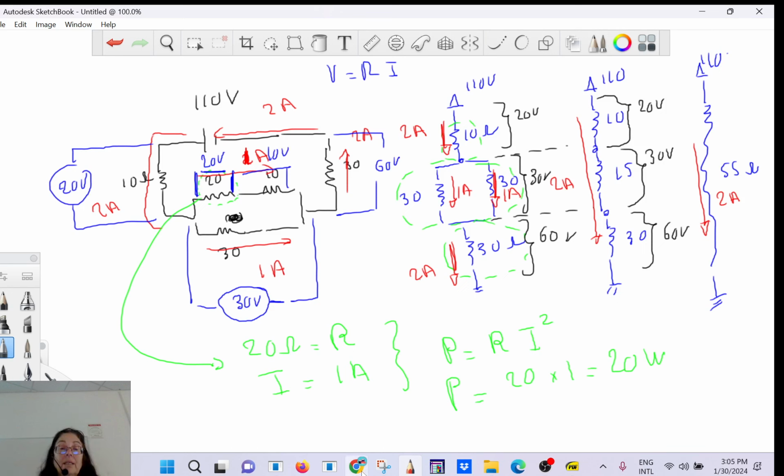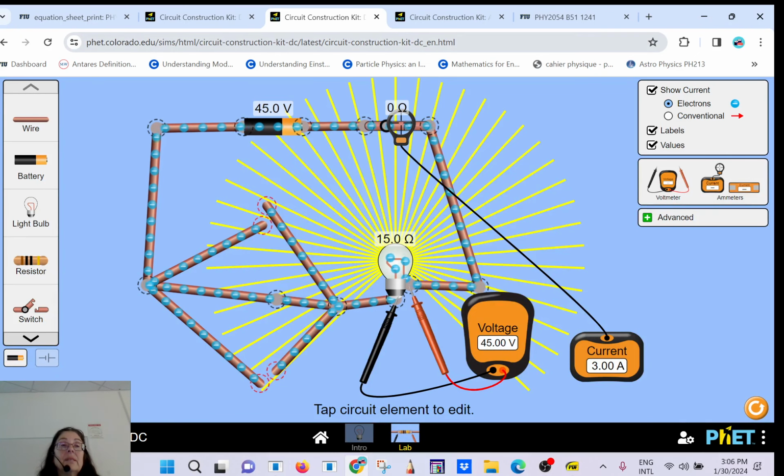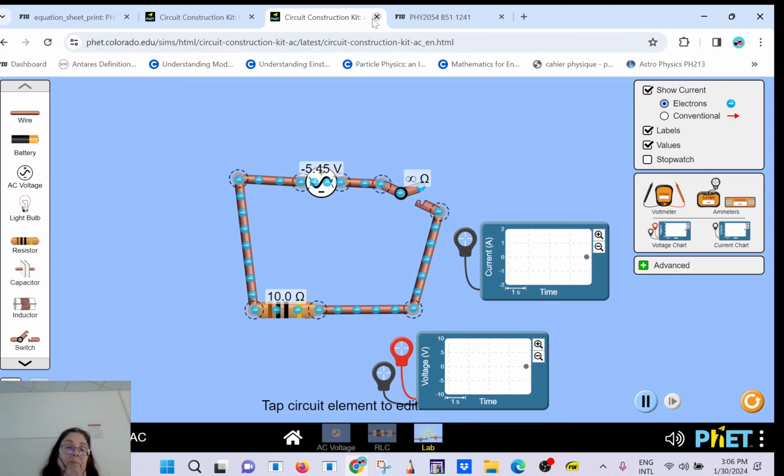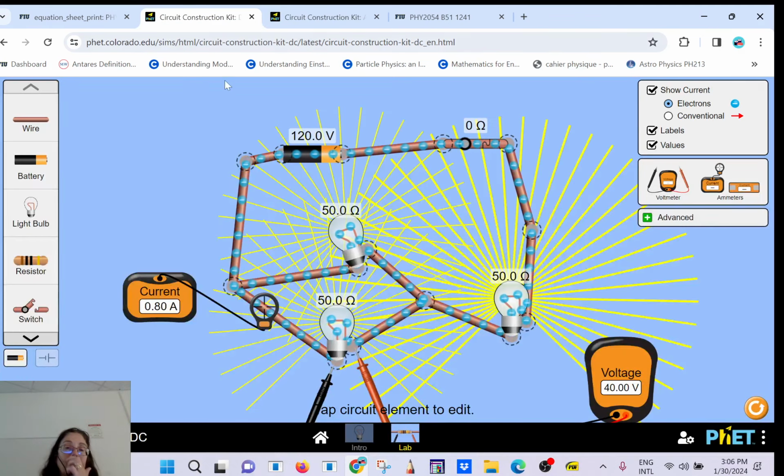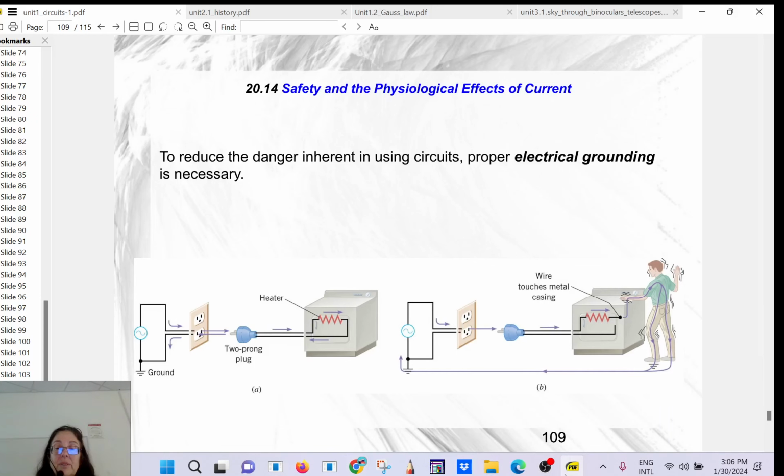So I highly recommend these sims here, they are amazing. All you have to type is PhET sim DC circuit, and you can really build the circuits.